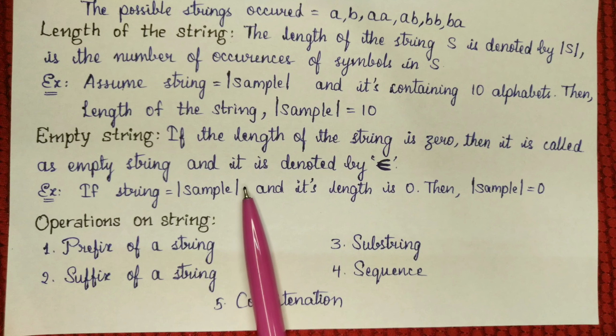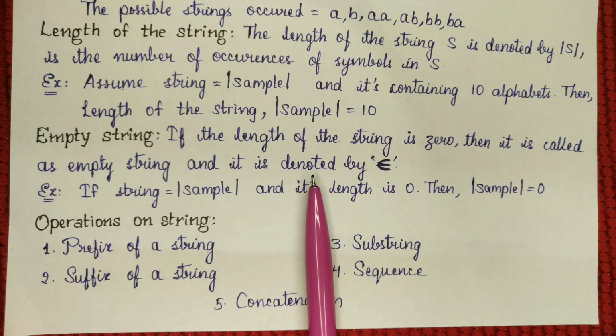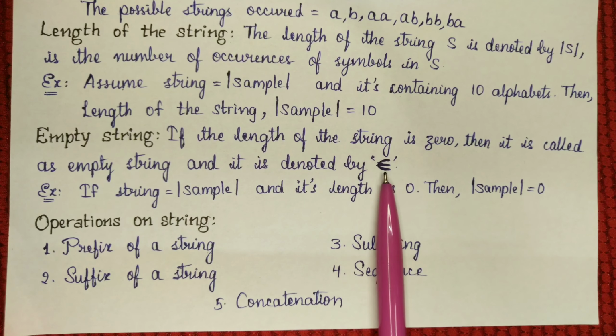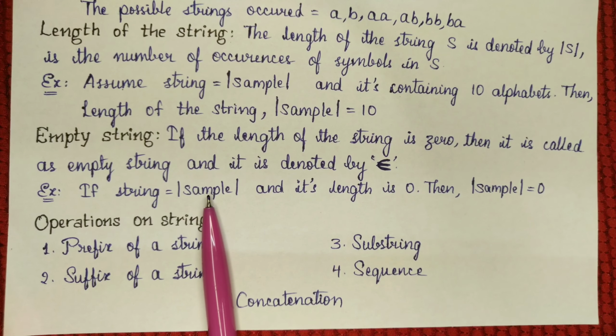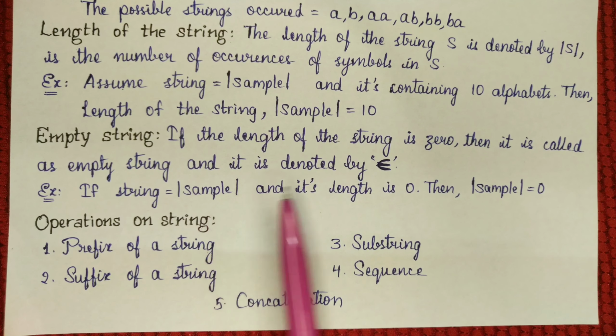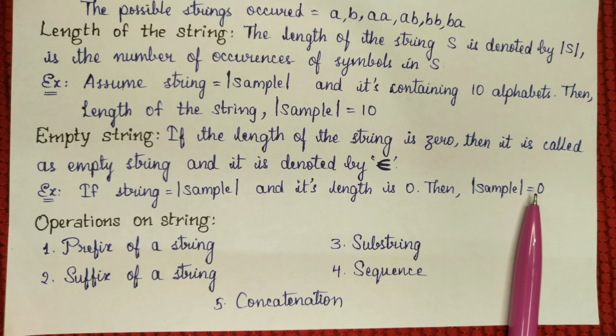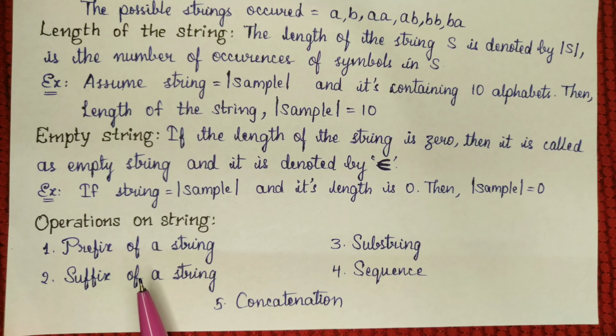And if the length of the string is 0, that means it does not have any alphabets, then it is called an empty string, and it is denoted by epsilon. Like if the string is sample and its length is 0, then it is denoted as |sample| = 0. Next, operations on the string. We have 5 operations that we can perform on the string. Those are prefix, suffix, substring, subsequence, and concatenation.